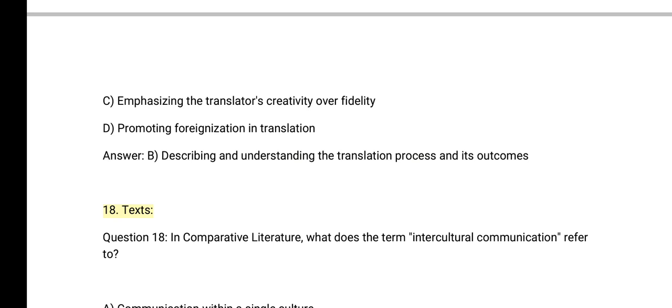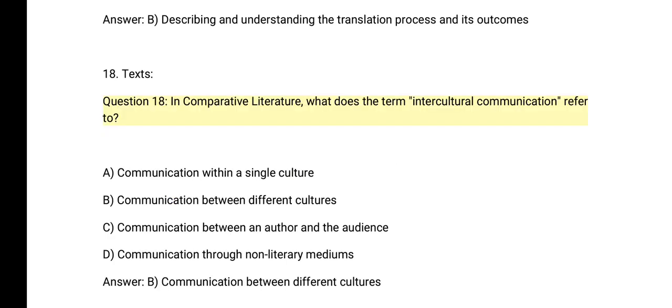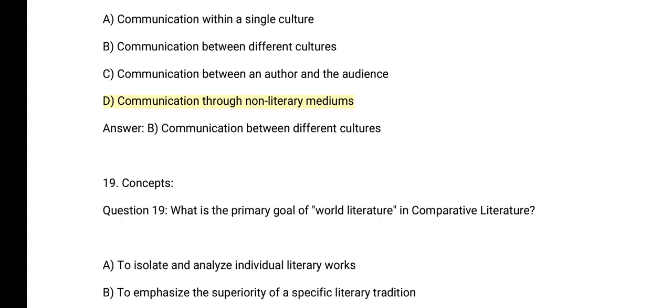18. Texts. Question 18. In comparative literature, what does the term intercultural communication refer to? A. Communication within a single culture. B. Communication between different cultures. C. Communication between an author and the audience. D. Communication through non-literary mediums. Answer: B. Communication between different cultures.